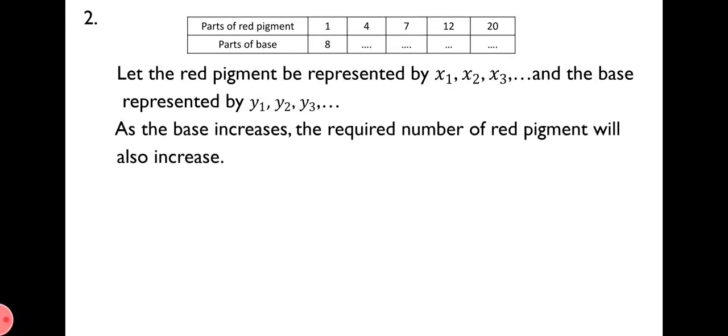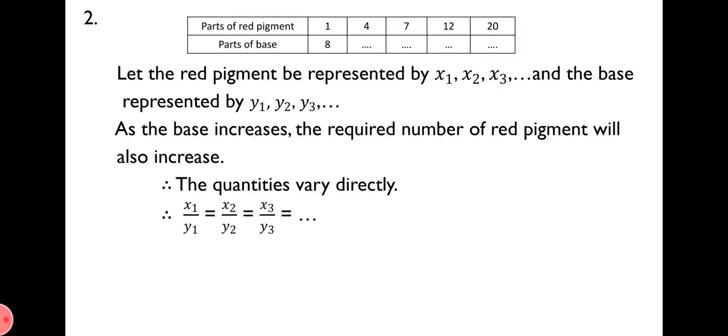As the base increases, the required number of red pigment will also increase. Yes. So therefore the quantities vary directly, means here it is only in direct proportion. The quantities are in direct proportion. Therefore, we have x1 upon y1 equal to x2 upon y2 equal to x3 upon y3 equal to, we will carry on till whatever numbers are given. So here the ratio of these quantities will be equal.